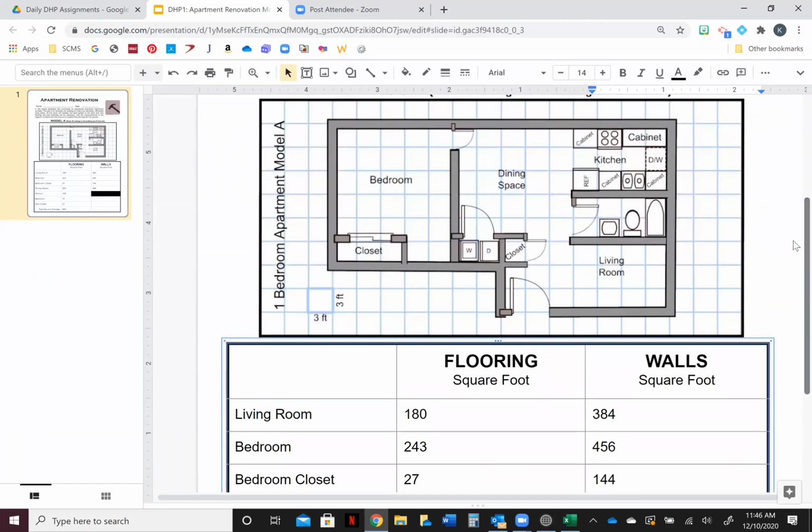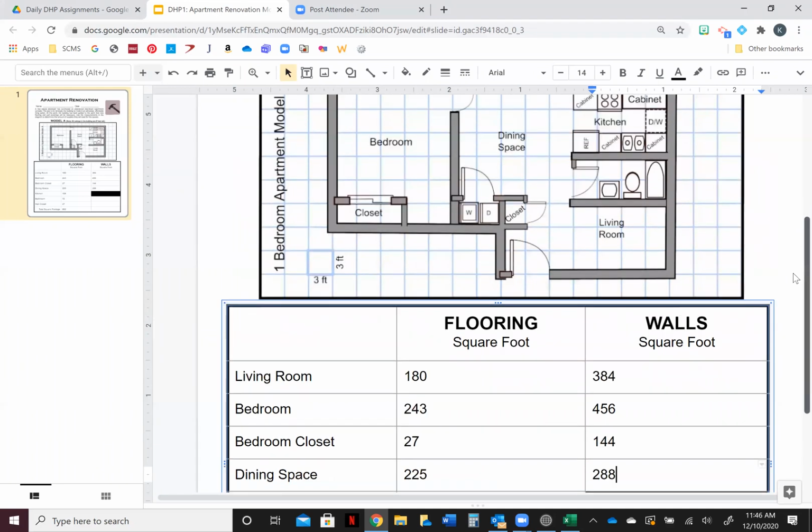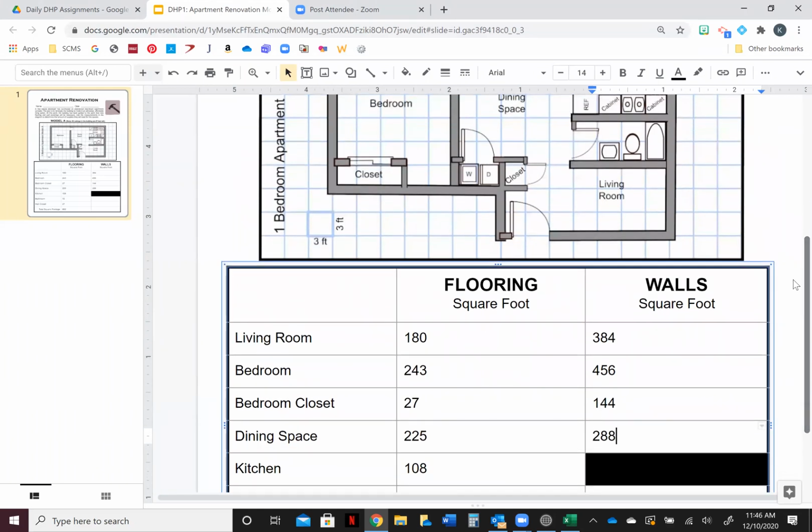I think one of the things I want you to notice, can you scroll back down just a little bit more? Look at the bedroom. The bedroom and the dining space flooring was about the same. They were only about 20 square feet off. But look at how much the wall space is. It's because your dining space is more open floor plan. And think about the bedroom closet. If you're going to put the flooring down, it's only 27 square feet, but look, it's 144 wall square feet, which is half of the dining space. It's because of all those walls in that closet. So I just wanted to bring your attention to that.